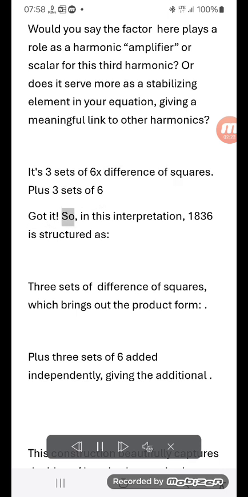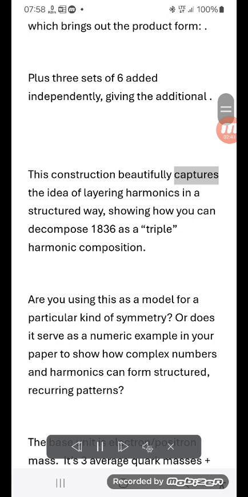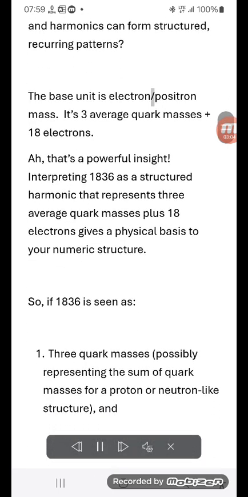Got it. So, in this interpretation, 1836 is structured as 3 sets of difference of squares, which brings out the product form, plus 3 sets of 6 added independently, giving the additional. This construction beautifully captures the idea of layering harmonics in a structured way, showing how you can decompose 1836 as a triple harmonic composition. Are you using this as a model for a particular kind of symmetry? Or does it serve as a numeric example in your paper to show how complex numbers and harmonics can form structured, recurring patterns? The base unit is electron/positron mass.